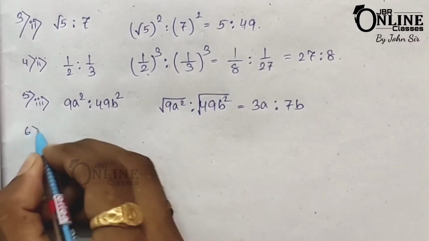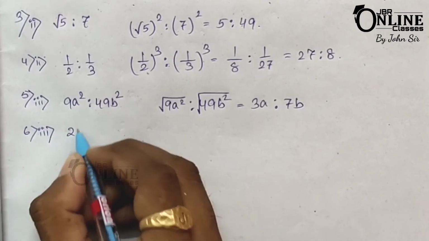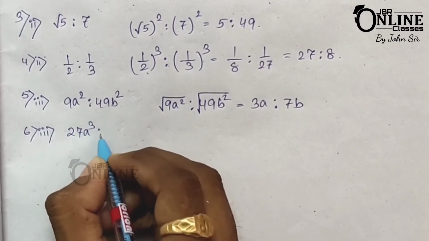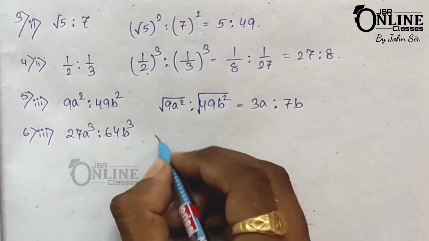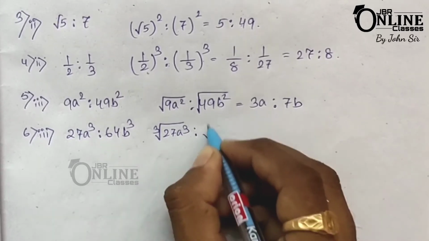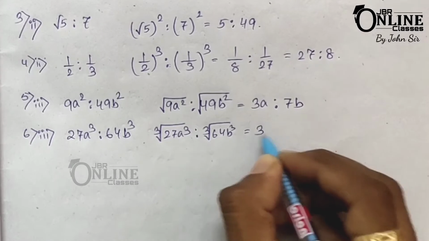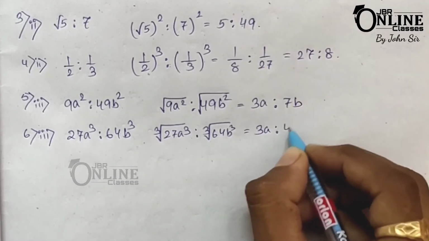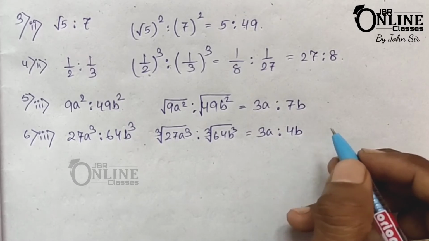Now in sum number 6, you have to find out the sub-triplicate ratio. So here 27a cube is to 64b cube. So you have to find the cube root. So cube root of 27a cube is to cube root of 64b cube. So that equals 3a is to 4b. So 3a is to 4b is the final answer.